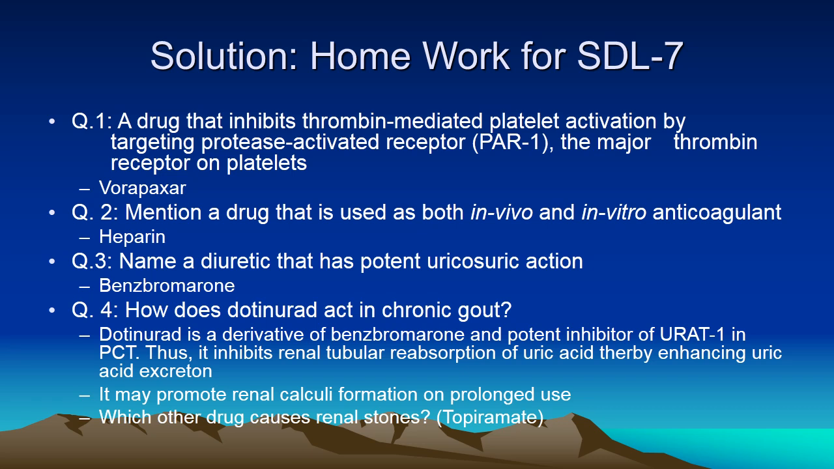Dotinurad is a newer drug, a derivative of benzbromarone, and a potent inhibitor of the transport of urate in proximal convoluted tubules. By this mechanism, it inhibits renal tubular reabsorption and thereby enhances uric acid excretion. However, continued use of dotinurad may cause renal calculi formation. Which other drug causes a renal stone? We must remember topiramate, which is an anti-epileptic used in migraine prophylaxis, may also cause it.